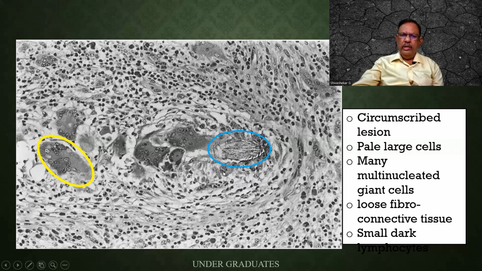So what do the macrophages do? They accumulate around it or gather around it to form a granuloma. They may fuse to form multinucleated foreign body type of giant cells.